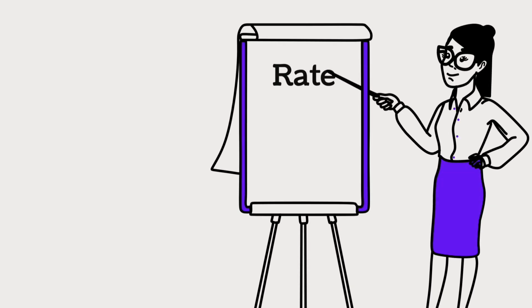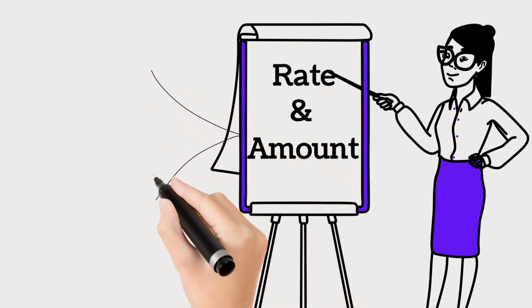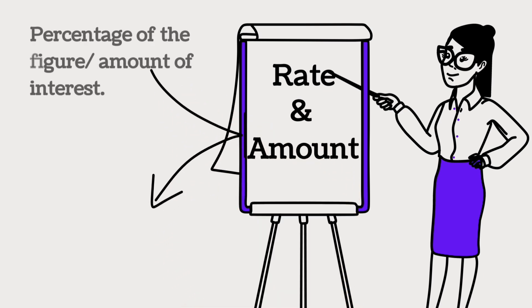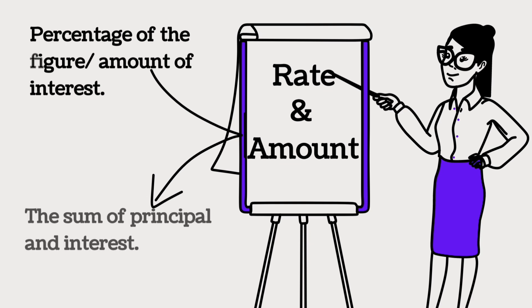There are two other terms in simple interest. One is the rate and the other is the amount. Rate refers to the percentage of the figure or amount of interest, while amount refers to the sum of the principal and the interest.